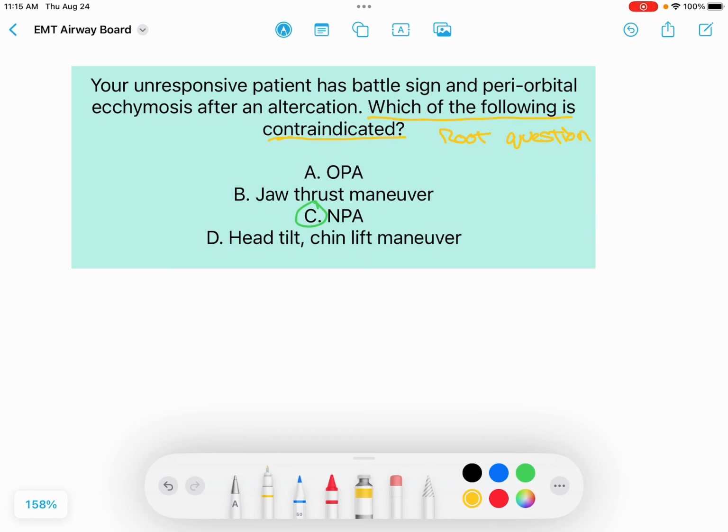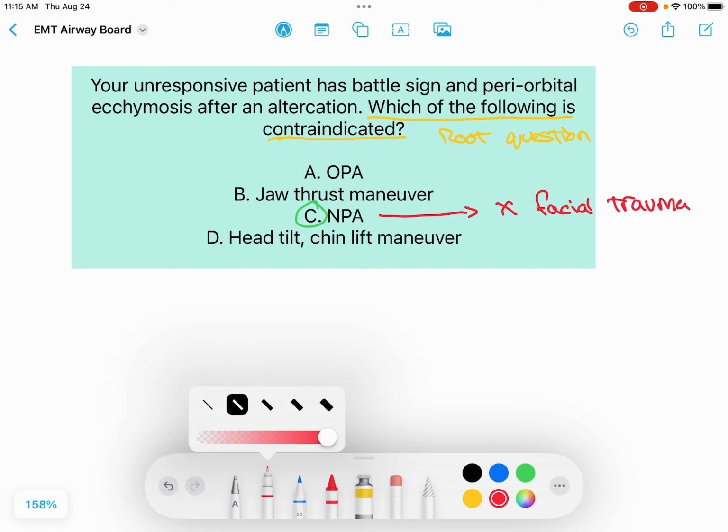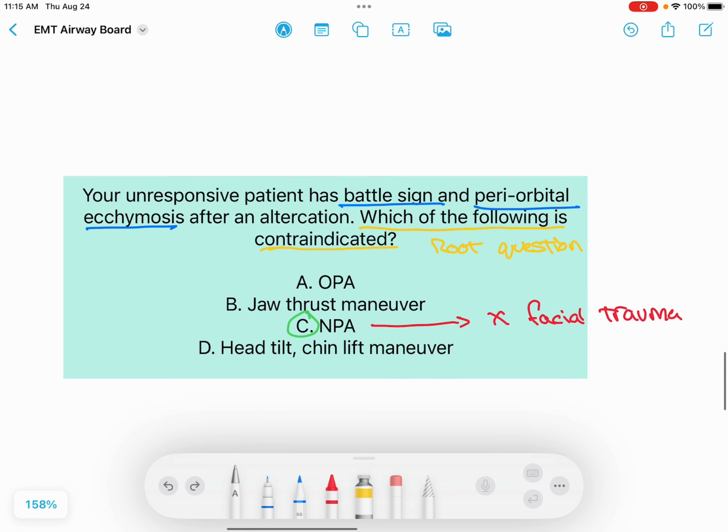Now, we talked about the NPA we cannot use in facial trauma. We mentioned that here already. No facial trauma. If you got bashed in the face, don't do this. What tells us here that they got bashed in the face? So periorbital ecchymosis and battle sign. Battle sign is bruising behind the ears. And this is a sign of a basilar skull fracture.